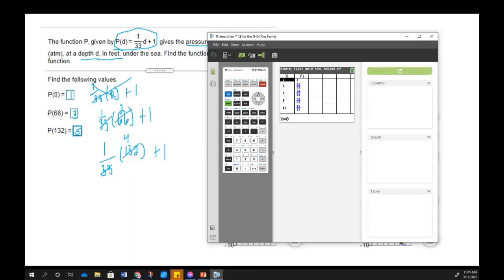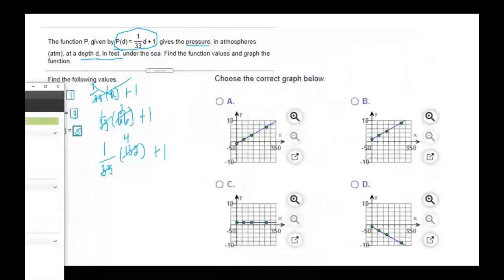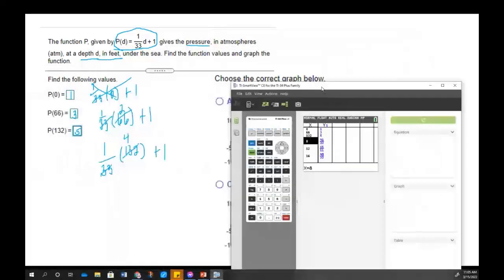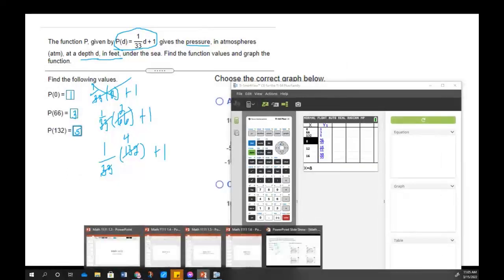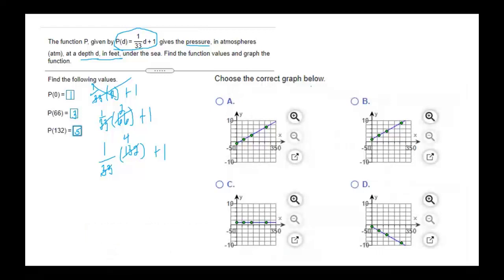But like I needed to plug in a 0, a 66, and a 132. So I can go 0, enter, 66, enter, 132, enter. And you see I got 1, 3, and 5, which is exactly what I got over here doing this by hand. So using your table feature helps you plug things in very quickly, and your calculator doesn't make any sort of multiplication errors, so that can be pretty nice for us. Let me just click back over to where we are.